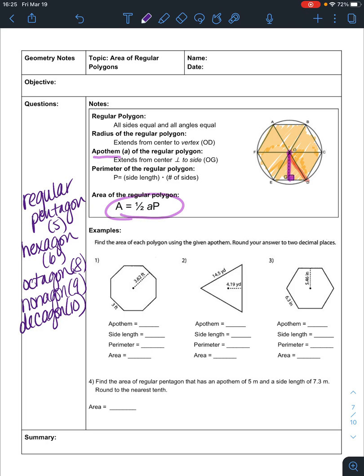So you're going to do the area is 1/2 the a. The little a stands for the apothem, right? The little a, that's the apothem, times the perimeter. So the apothem times the perimeter, or you can say the apothem times the perimeter over 2 if you like that better. That's the area of a regular polygon.